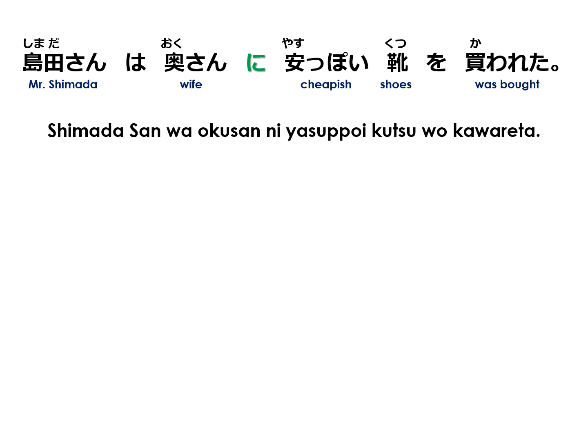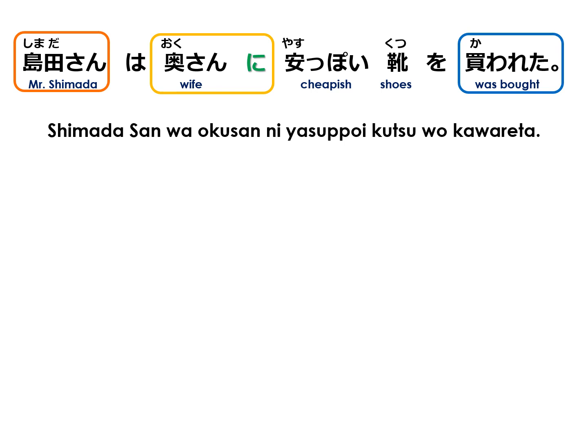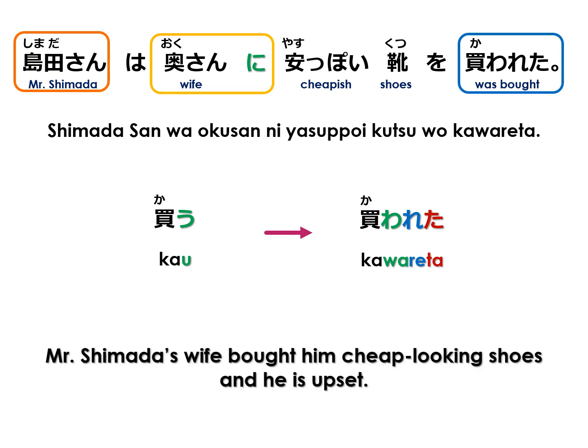Shimada-san wa okusan ni yasuppoi kutsu o kawareta. The victim is Shimada-san. Perpetrator is his wife, okusan ni. And the passive form verb is kawareta, which comes from kau, meaning to buy or will buy. Kawareta means was bought. And the whole sentence translates to: Mr. Shimada's wife bought him cheap-looking shoes and he's not happy about it.